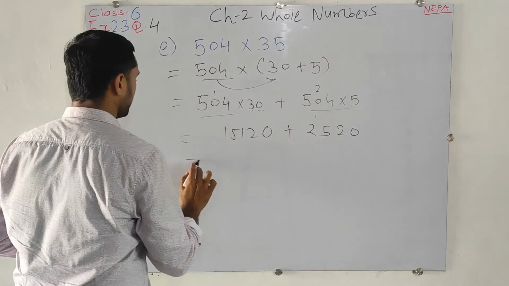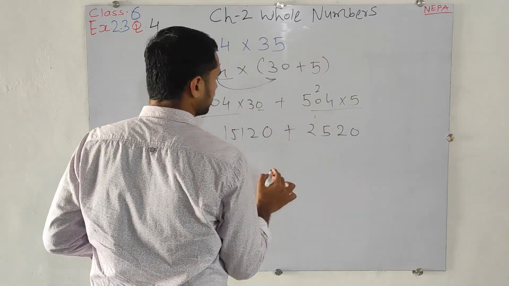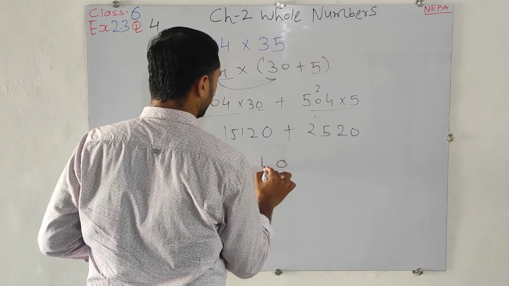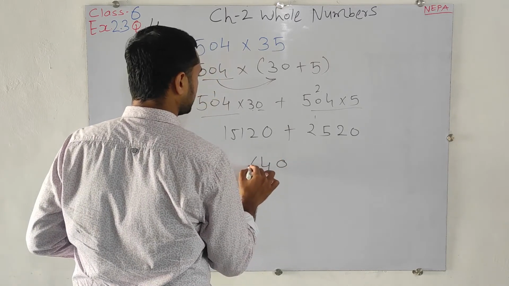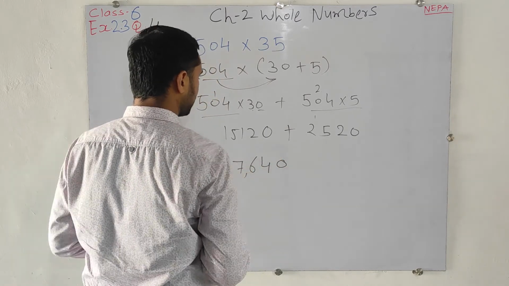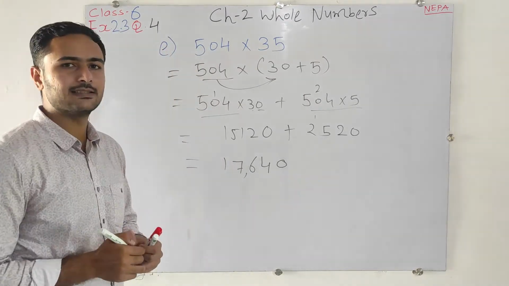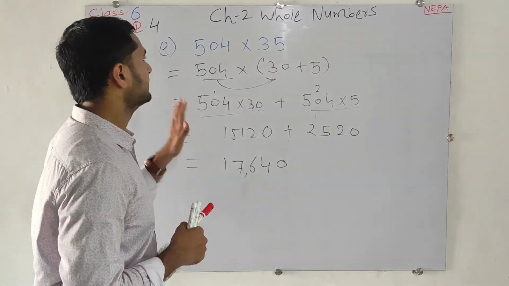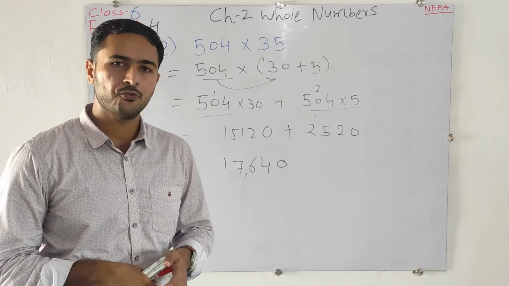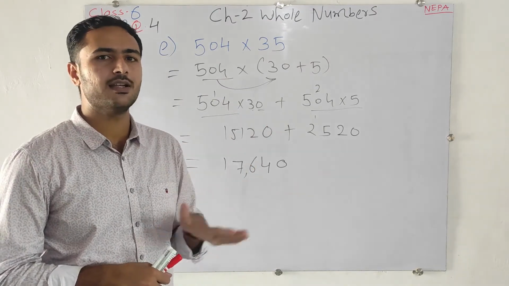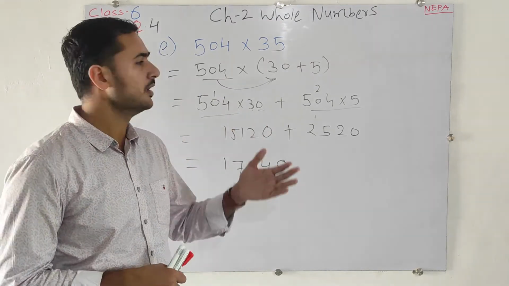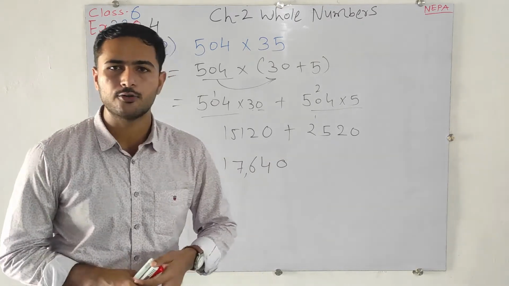Just do the addition of this. It's 0, 4, 6, 7, 1. 17,640. That's the final answer of sub question E of question number 4. Here question number 4 is done. Now question number 5, but before that, pause the video and note it down.